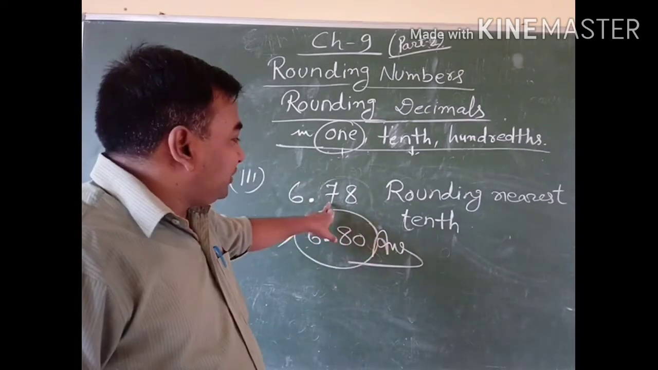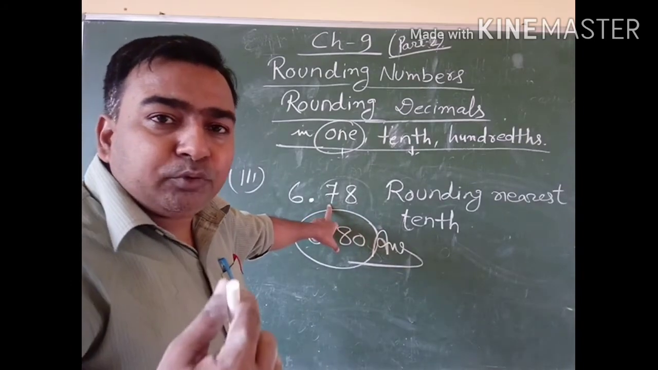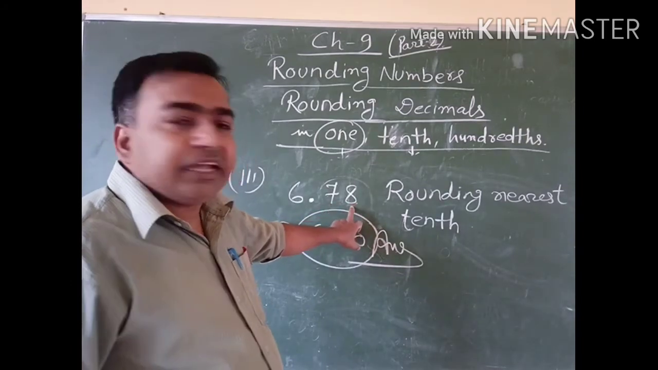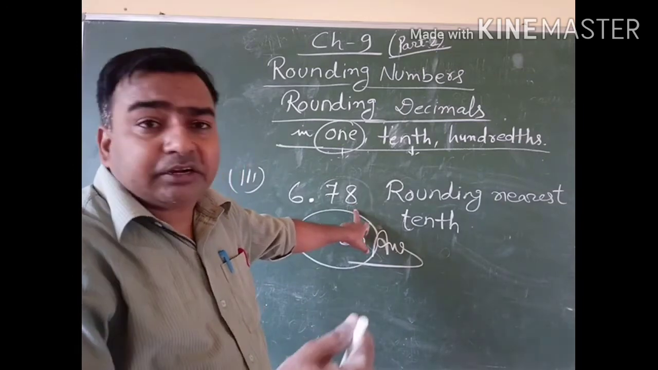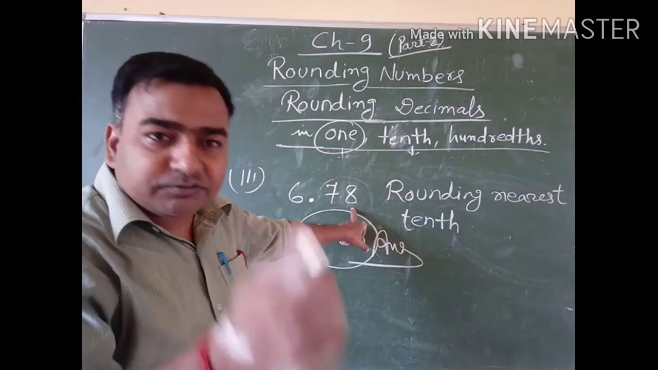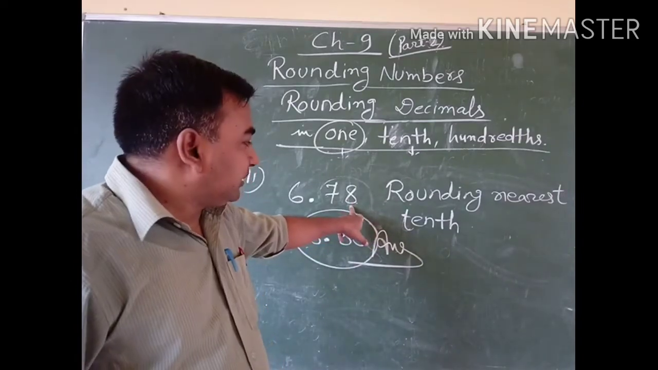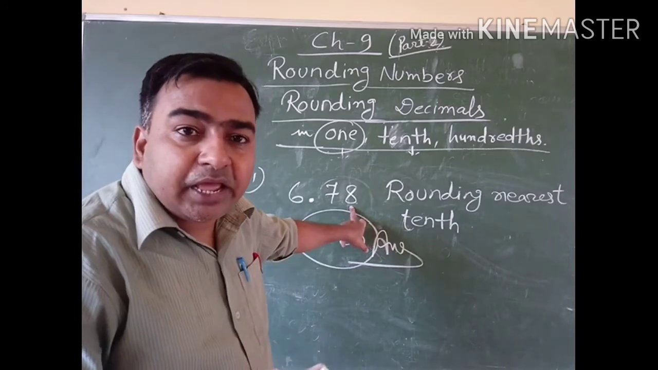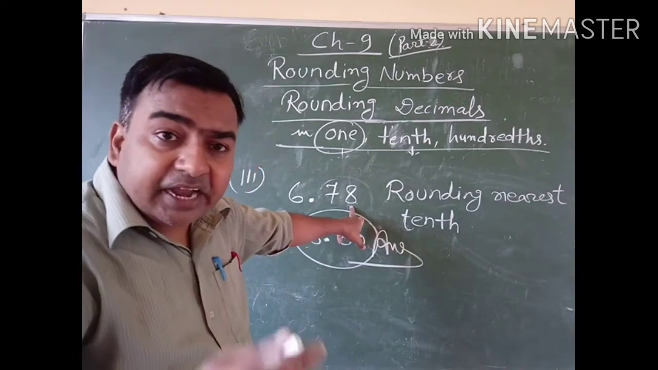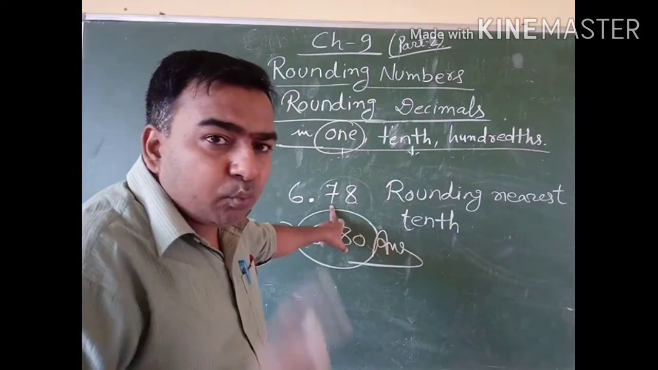6.78. To change this 7, first we have to look at this 8. What is the next number? What is the second decimal number? Is the second decimal number more than 5, yes or no? So this 8 is replaced by 0 and the first decimal number is increased by 1.